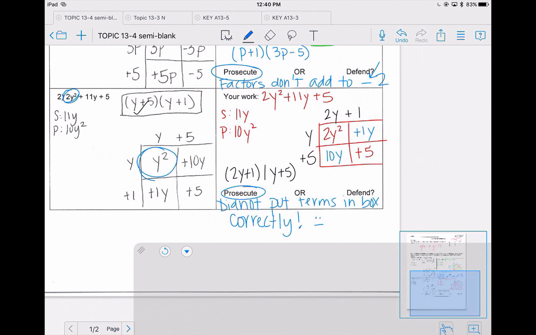Okay, I have a 2y squared because that's what my problem has, but they only have a y squared, so they did not do it correctly.